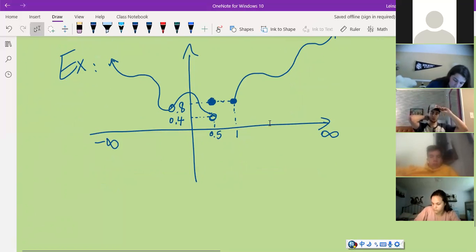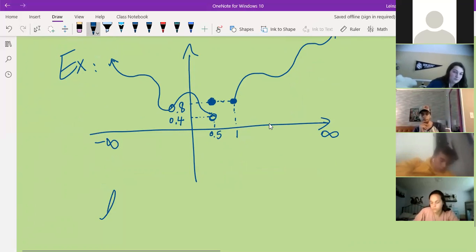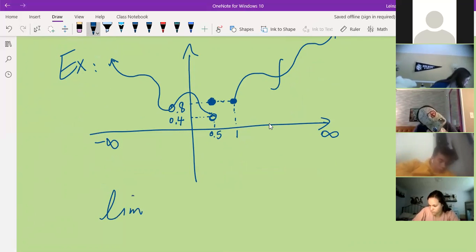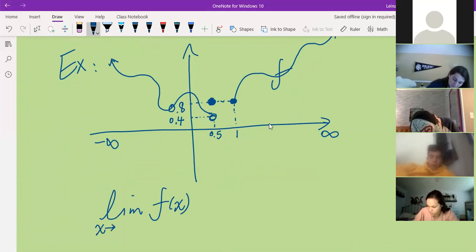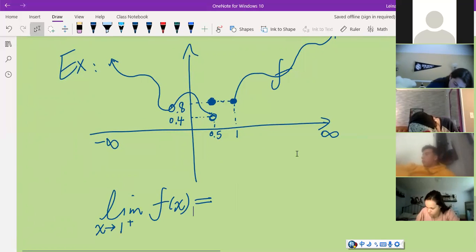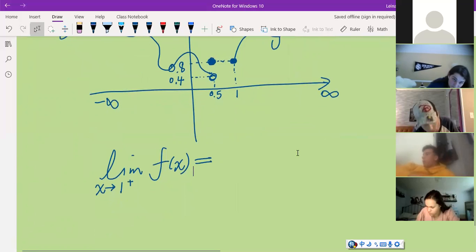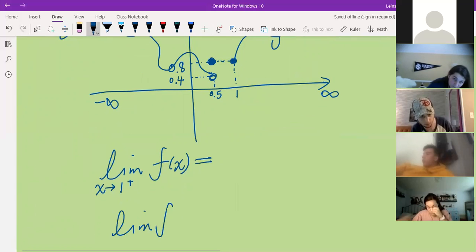Okay, so for this question, I'm going to ask you guys to figure out the following limit. What is the limit? This is function f, okay? Of this function f of x as x approaches 1 from the right. What is the limit of this function f of x?